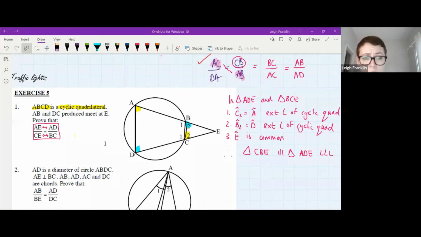Dalen, can you also say angle E is given? No, something that is given is something that comes with the question. Like here, ABCD is a cyclic quad. That's given. But the fact that E is common is not something that's given in this situation.